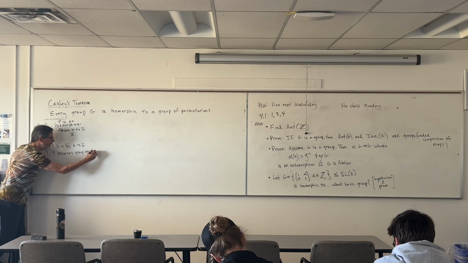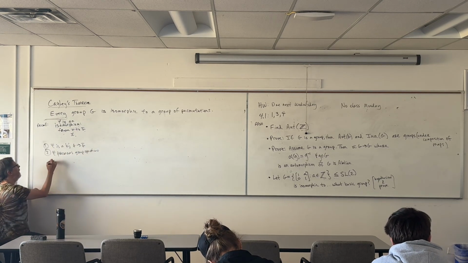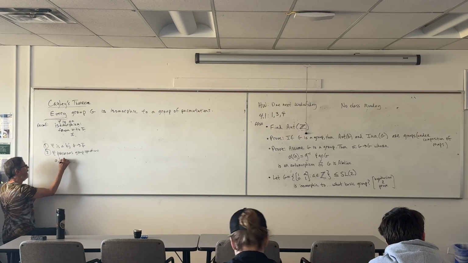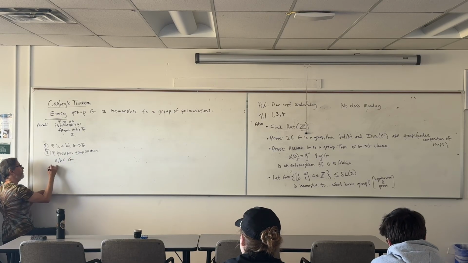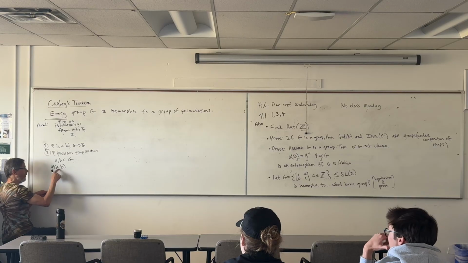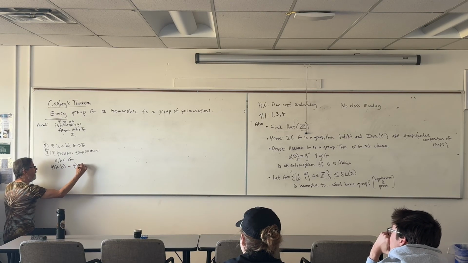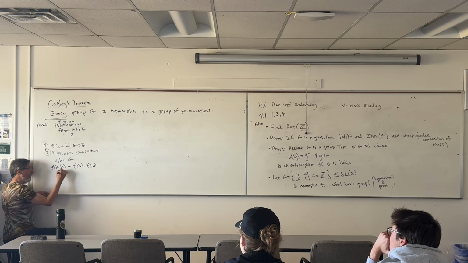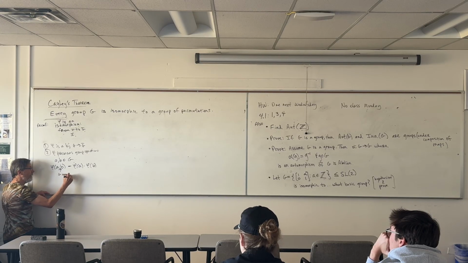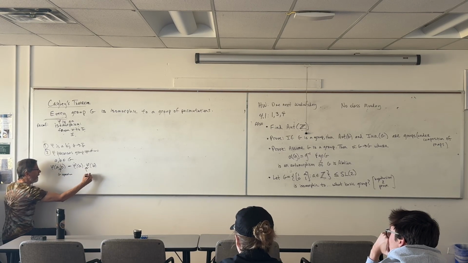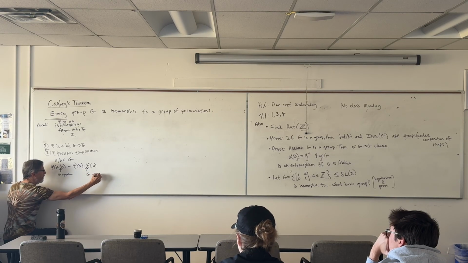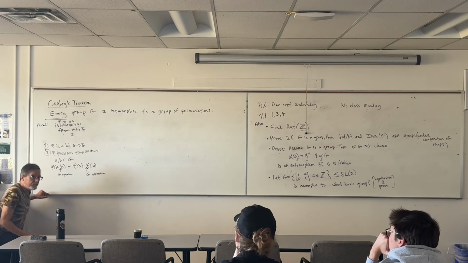So what that means is that if I take an A and a B that are in G, then phi of A times B, whatever that group operation is, is the same thing as phi of A times phi of B. And just keeping perspective here, this is the G operation, and this is the G bar operation.